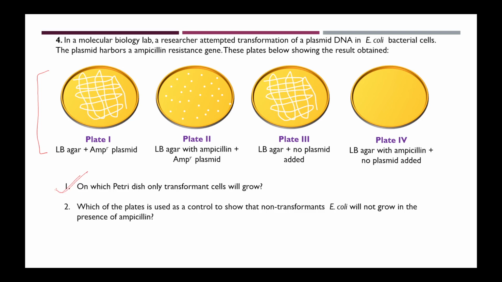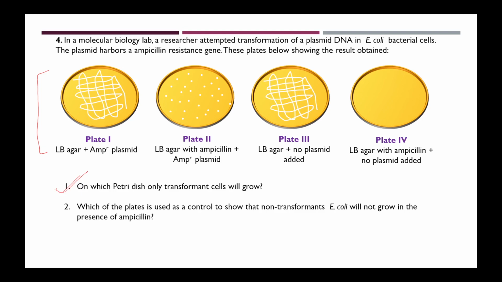grow. And the third plate, where LB agar is there and no plasmid is added, still the cells are growing. That means these cells are just normal E. coli bacterial cells without any plasmid, and they can grow on a normal LB agar plate because they don't have any antibiotic resistance, and this plate is also a normal LB plate and they can easily grow here.